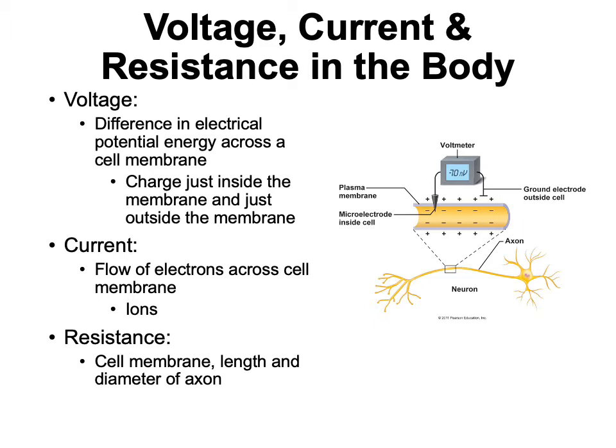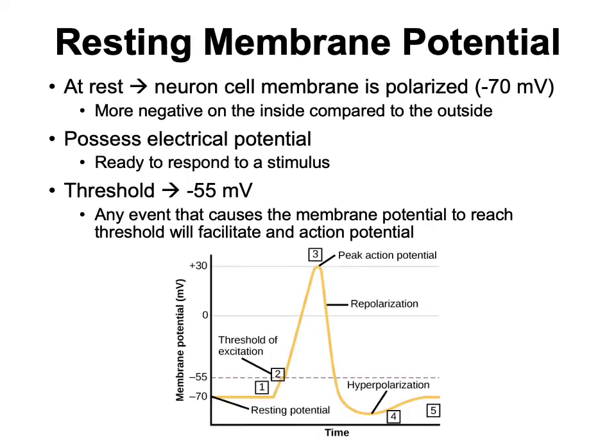Current is the flow of electrons across the cell membrane. That current would be the sodium ions entering the neuron when channels get opened. Resistance is the cell membrane itself, depending on how many protein channels it has and how those protein channels are activated. The length and diameter of an axon also can present resistance. The longer an axon is, the longer it will take for a signal to reach its destination, so that would be resistance. Also the diameter, if an axon is very narrow or gets narrow in certain parts, that'll provide resistance for that signal to travel down the axon.